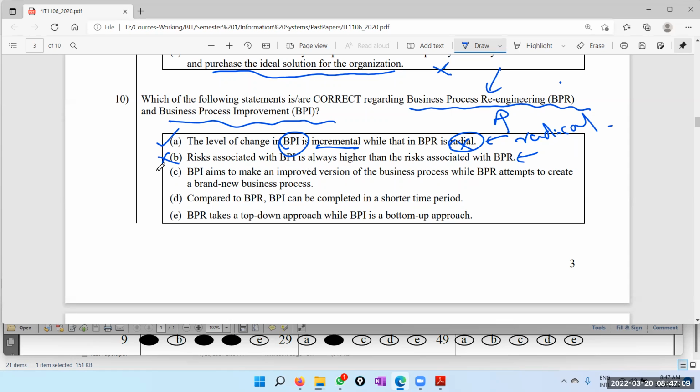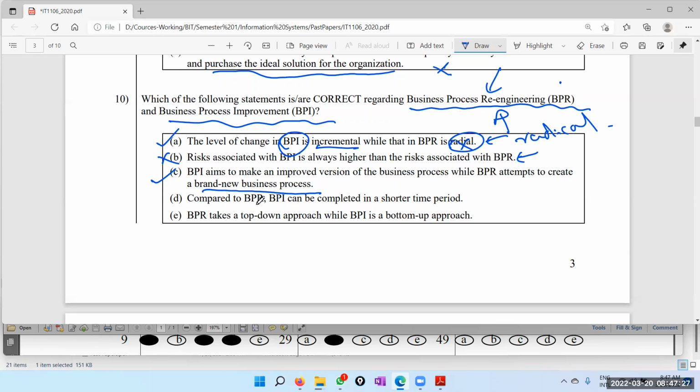Right? C. BPI, business process improvement, aims to make an improved version of the business process, while business process re-engineering attempts to create a brand new business process. So that is what is meant by radical change. Yes.